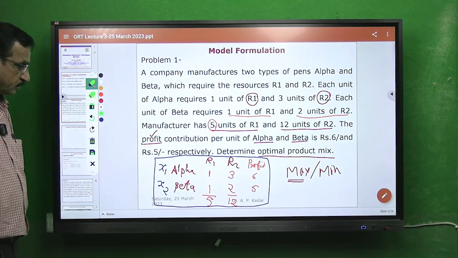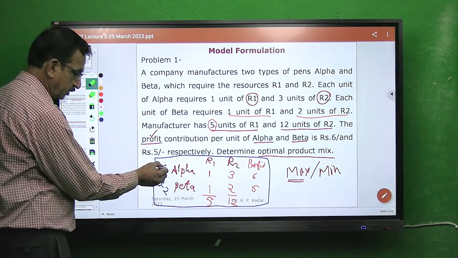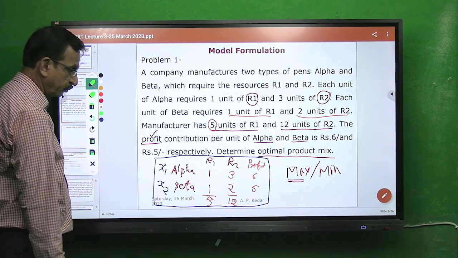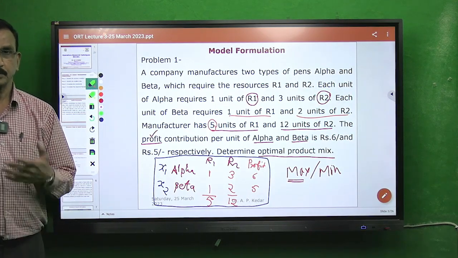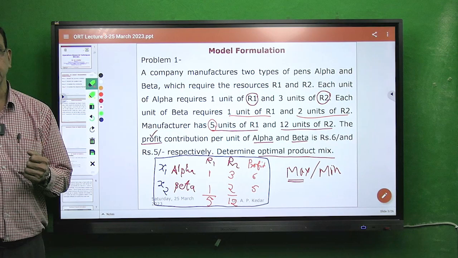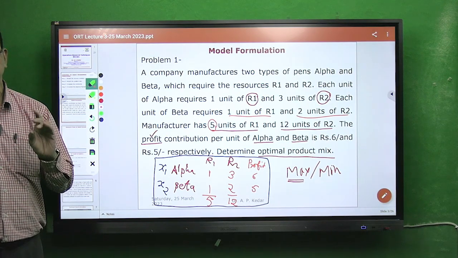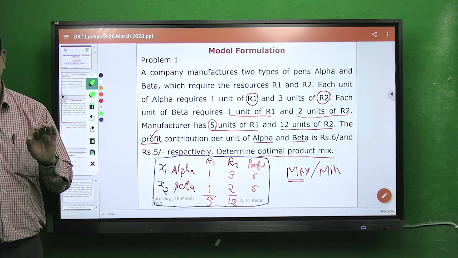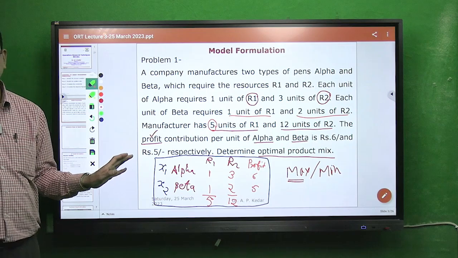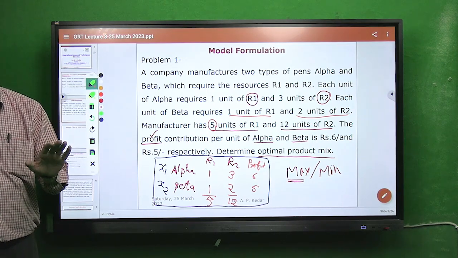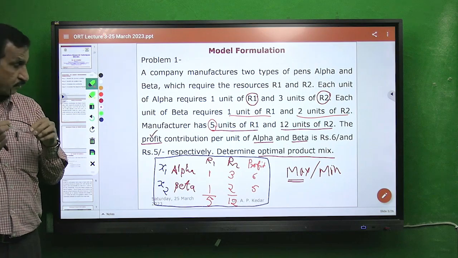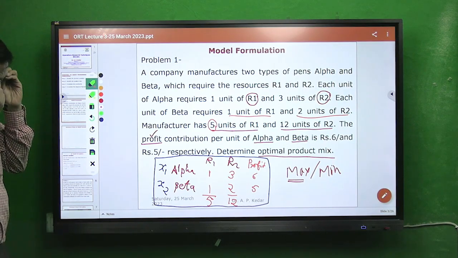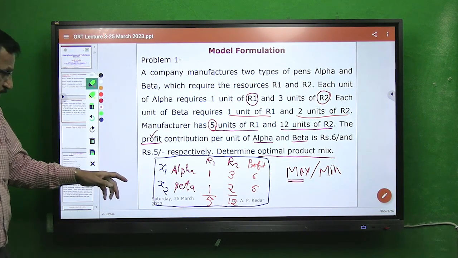Now here, since I have assumed x1 is the amount of alpha pane to be produced, and we have also seen, if you recall, assumptions in linear programming problem as proportionality, additivity, certainty, continuity. So now in formulation we will use all these assumptions to formulate the given problem from the wording data. So here we go like this.